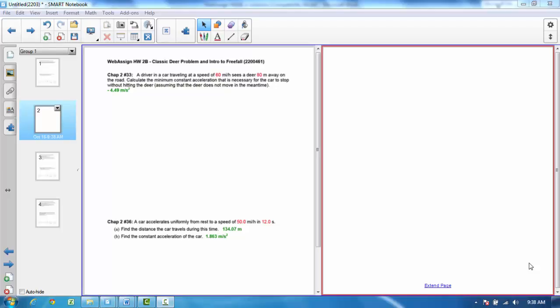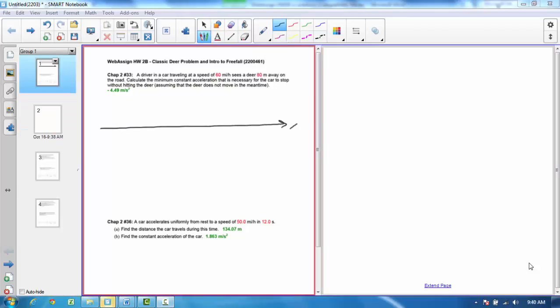All right, this is a classic deer problem. You find this in every physics textbook. So here's your x-axis. At time 0, you're over here, and you're traveling at some initial velocity. They told us it was 60 miles per hour.